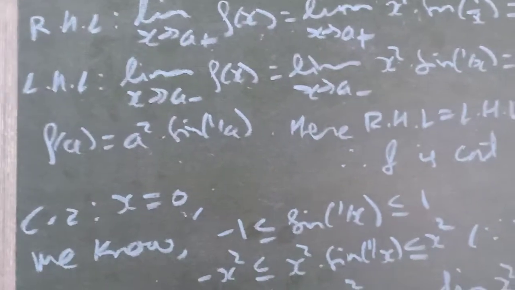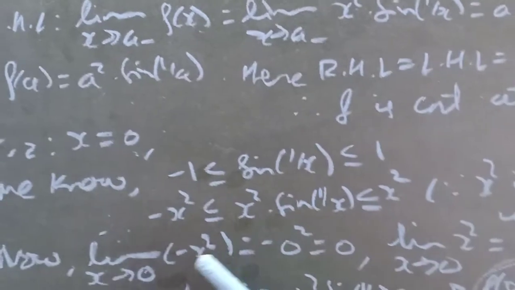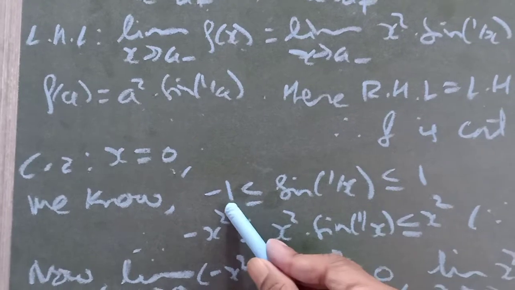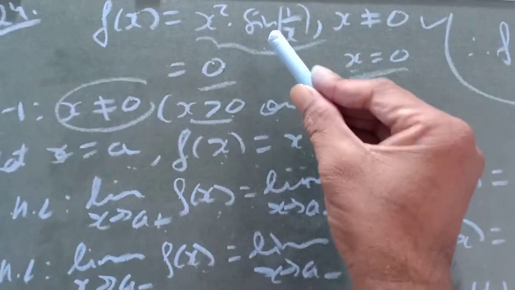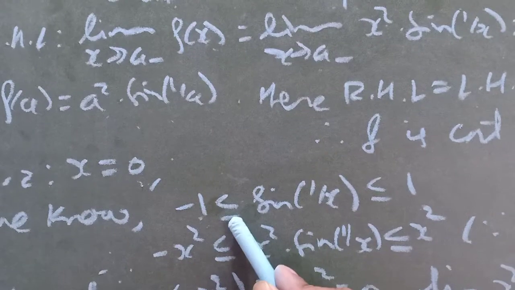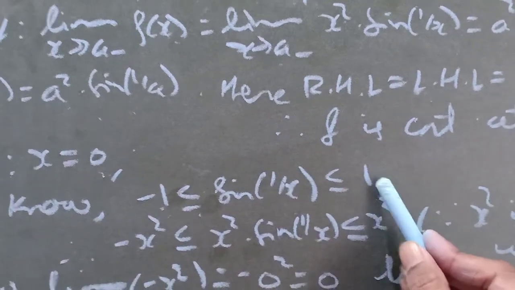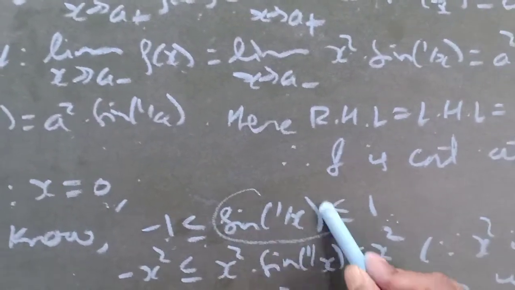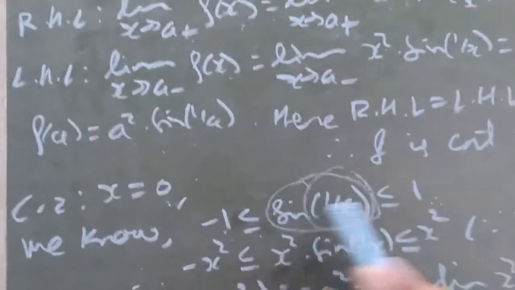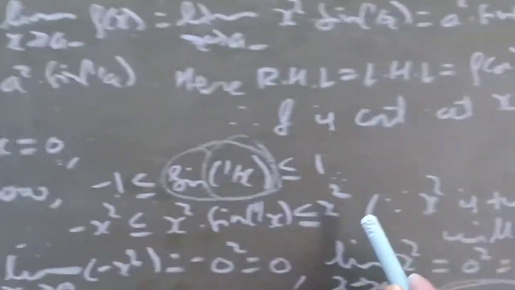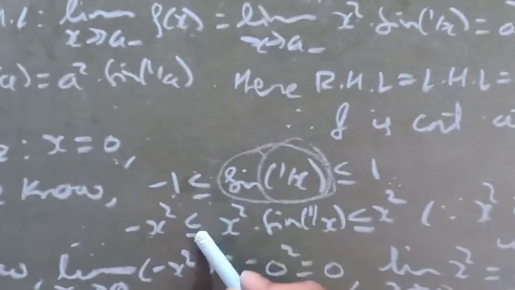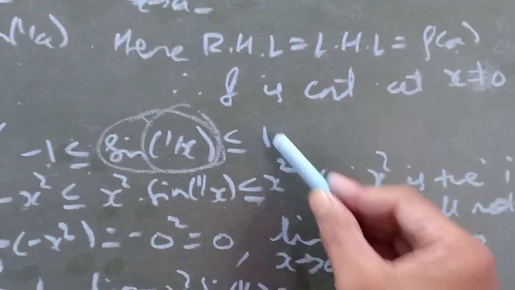Now we know one rule, the sandwich rule. Before the sandwich rule, I'll explain what the sandwich is. We know the range of the sine function: minus 1 is less than or equal to sin(1/x) is less than or equal to 1, the closed interval minus 1 to 1. Now multiply both sides by x². Since x² is a positive number, the inequality will not change. So minus x² is less than or equal to x² sin(1/x) is less than or equal to x².